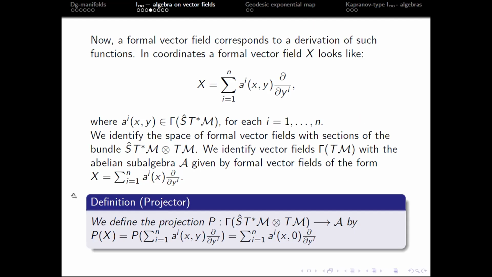Okay, so now by the projection, then I do the following. Can you see the formula? I think you can. Okay. We can.